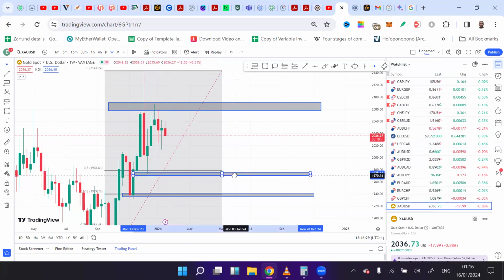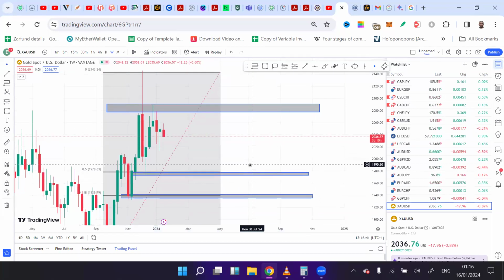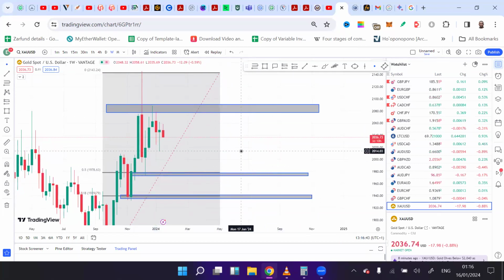Gold is trying to come to this place right now. It has to come from all this top, all the way down to this place. That's where it's going. So now we know that we are looking for a sell on gold.